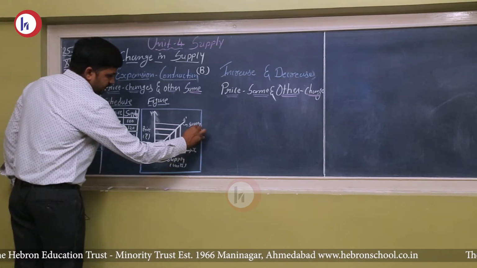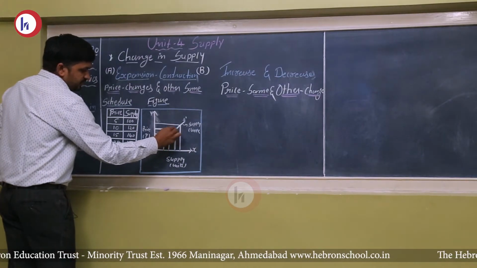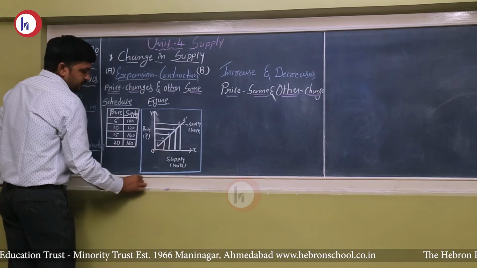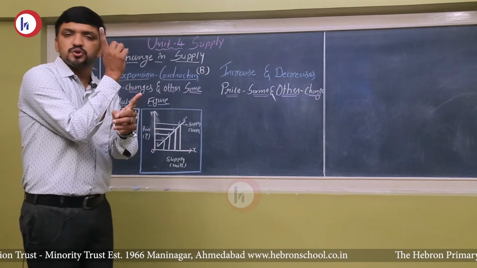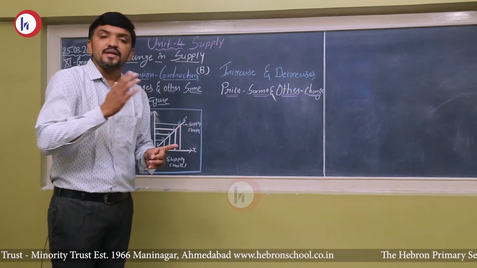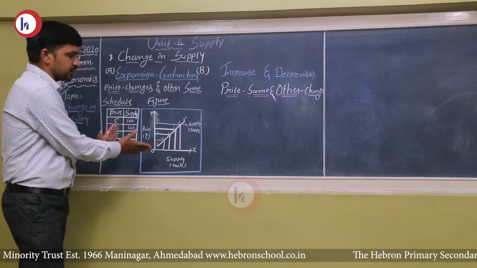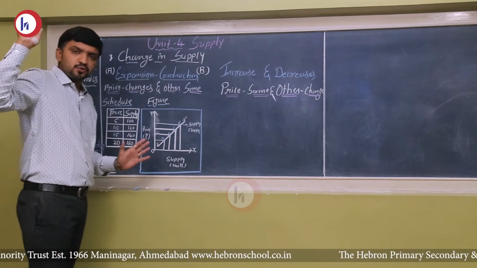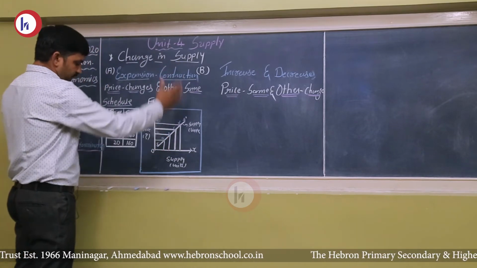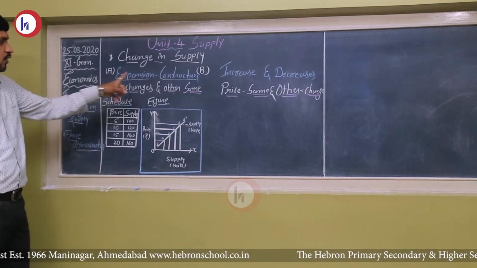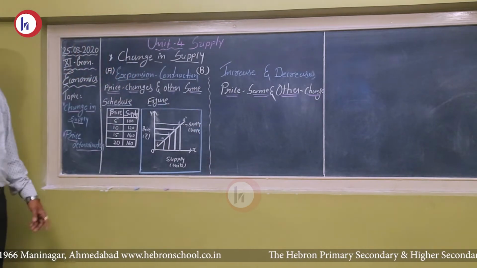Now the combinations are combination A, B, C, D. This is the same figure that we have seen in case of individual supply, in case of market supply, in case of law of supply. There is no change, because in those 2 questions also price changes, other factors remain constant. So this is known as expansion or contraction of supply.